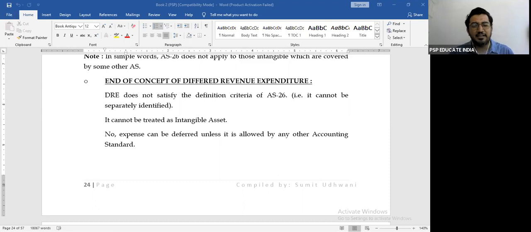So that is why they treat it as a kind of intangible. Now in detail, AS-15 will explain to you. As of now, you need to understand that this expenditure may be an intangible, but AS-26 will not cover it. Right? I hope, Raj, that is clear to you.